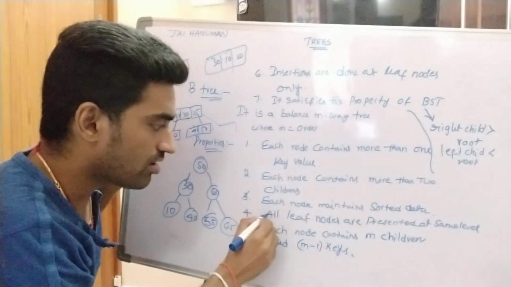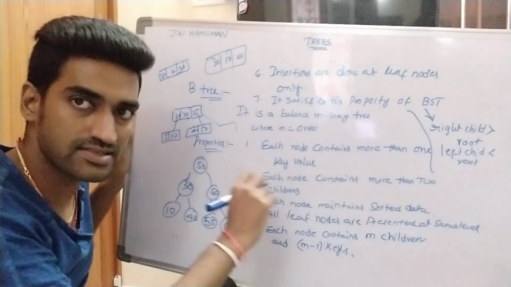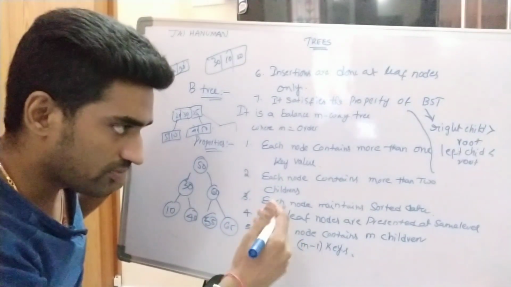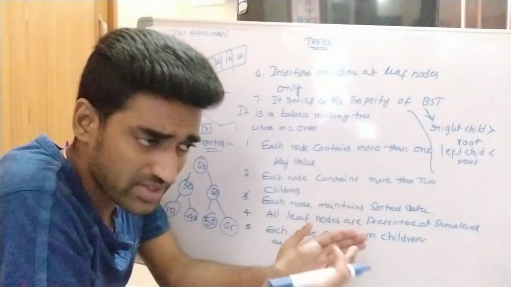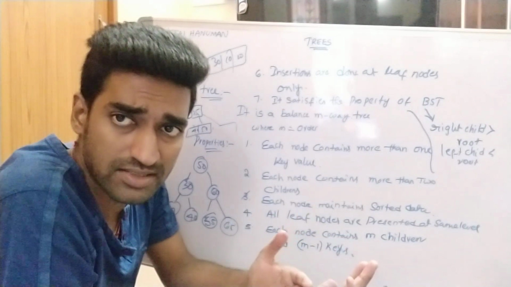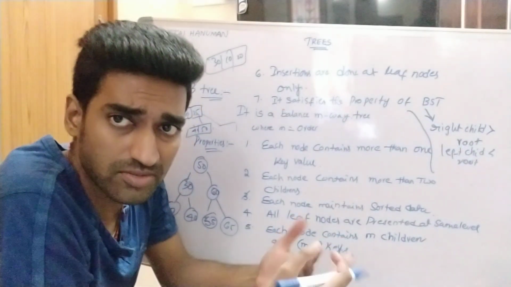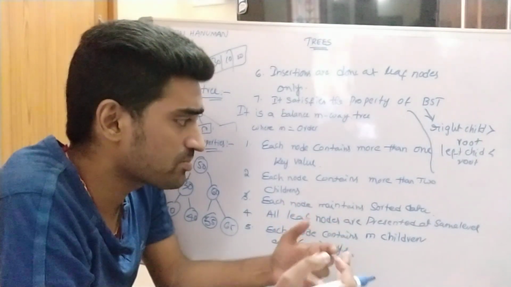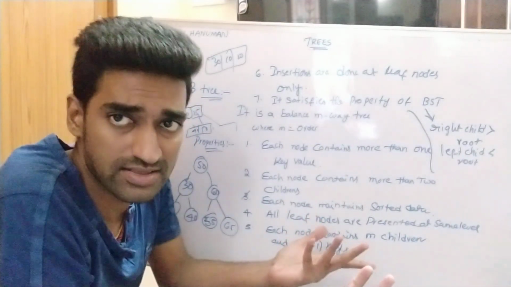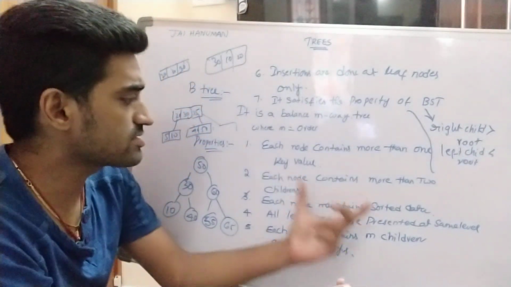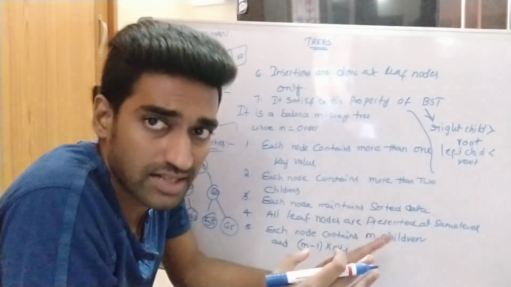As well, all leaf nodes are present at the same level. For previous trees, like the full binary tree, are all leaf nodes present at the same level or at different levels? Coming to B trees, compulsorily all leaf nodes are present at the same level.